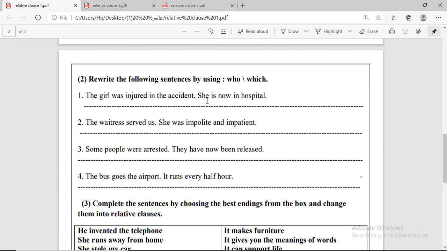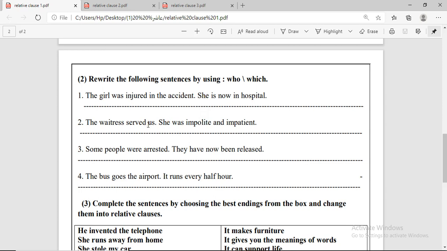Is it okay? Shall I repeat? Okay, for the last time. We are talking about the girl here. So we have to use who. The girl who was injured in the accident is now in hospital. We have to delete she.